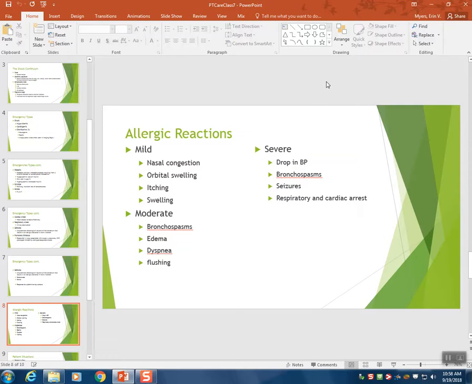With moderate reactions, the patient may experience bronchospasms, and I kind of want to relate this to hyperventilating. It's not actually hyperventilating, but it's very similar to that. The patient may be struggling to breathe, and that's what you're going to see. You'll see them, and that's the lungs actually reacting.